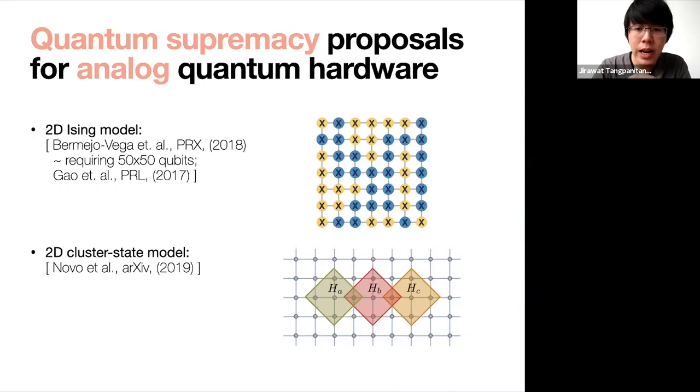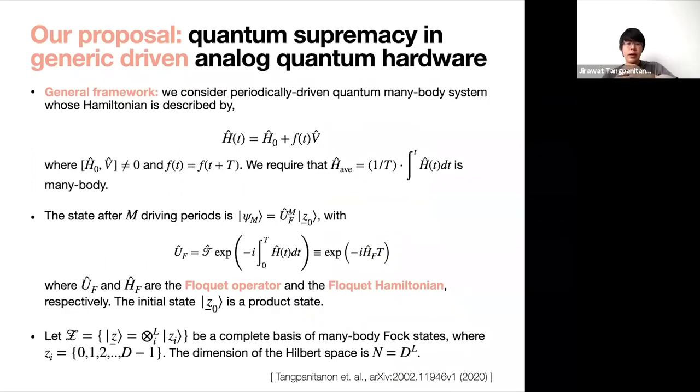So in our proposal, we would like to show quantum supremacy for generic driven analog quantum hardware. So anything that you can think of that has drive and interactions. Specifically, we consider periodically driven systems. Your Hamiltonian has a static term and a drive term, and F here is periodic. Because it's periodic, we can borrow tools from Floquet theory, where we define the evolution over one driving cycle as a Floquet Hamiltonian, and we can think of this evolution as if it were produced from a time-independent Hamiltonian known as the effective Floquet Hamiltonian.